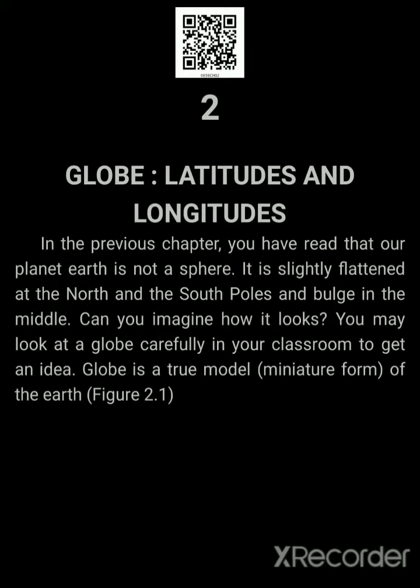This chapter is about our Earth as a model shape. The Earth represented by a model is known as a globe. So, on the globe, the very important thing is the latitudes and longitudes. These latitudes and longitudes are used to determine a position of a place. More to say, the exact position of a place.